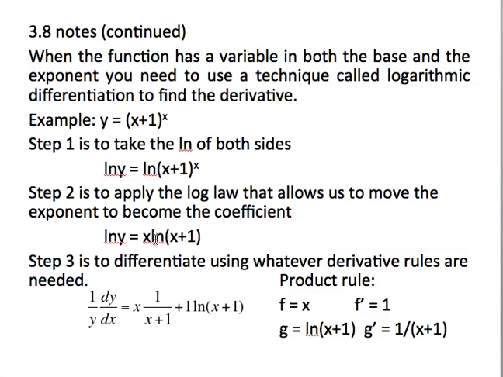Step 3, once you have the variable no longer being an exponent but being a coefficient instead, that means we can use the product rule now to find the derivative of this on the right hand side. So breaking down the 4 parts of the product rule, you would have x and 1 for the f and f prime, and then the g's natural log of x plus 1, and its derivative is 1 over x plus 1. So you would take those 4 components, put them into the product rule, and you would get this right here.